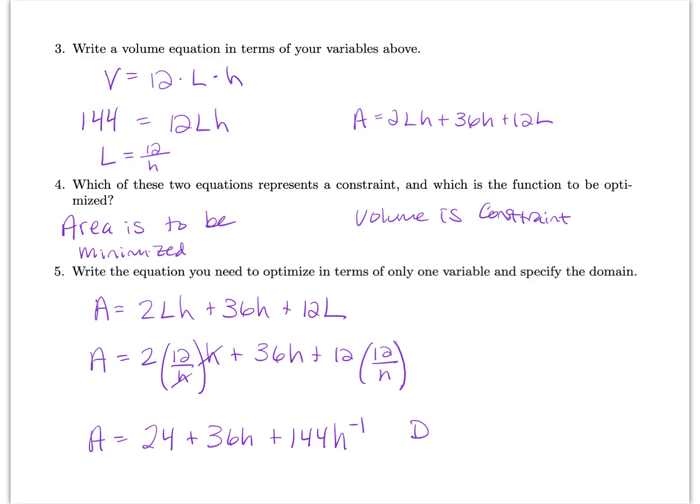And then let's think about the domain. The domain for H, being the height of the box. The smallest the height of the box can be is 0, and they didn't give any other constraint, so it could go up to infinity.